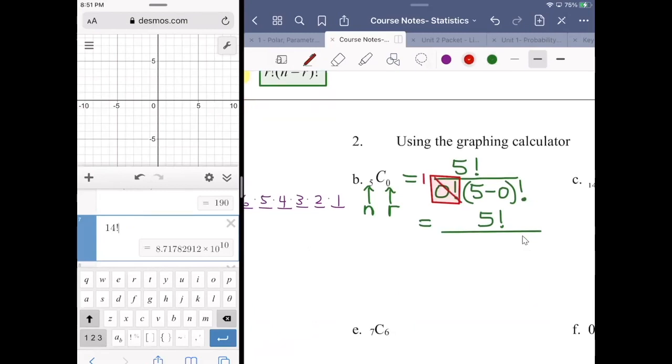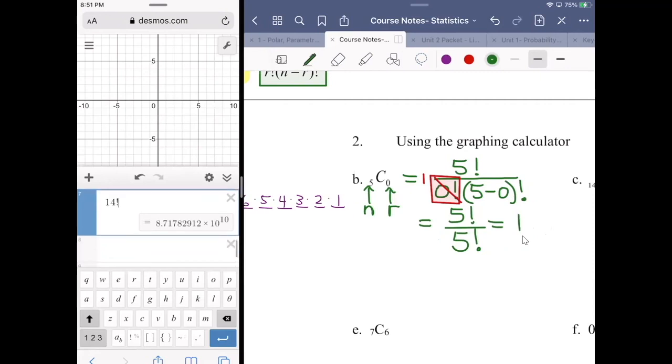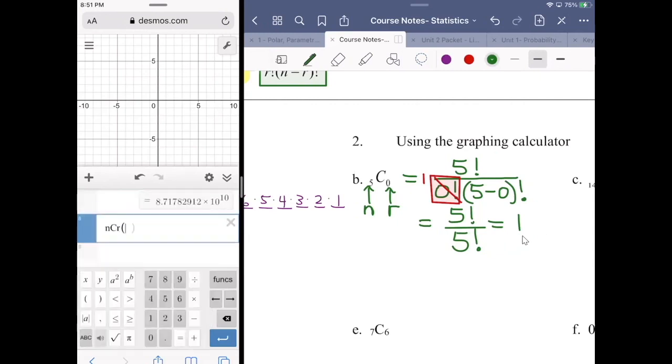So I can kind of cancel that out. 5 minus 0 is 5. So 5 factorial over 5 factorial. Anything divided by itself, whether it's factorials, permutations, combinations, think of the most complicated expression in existence, divided by itself, the result is going to be 1. Right? So that's what it would look like by hand. On the calculator, as you know, much simpler. Function NCR 5, 0 gives it to you right away.